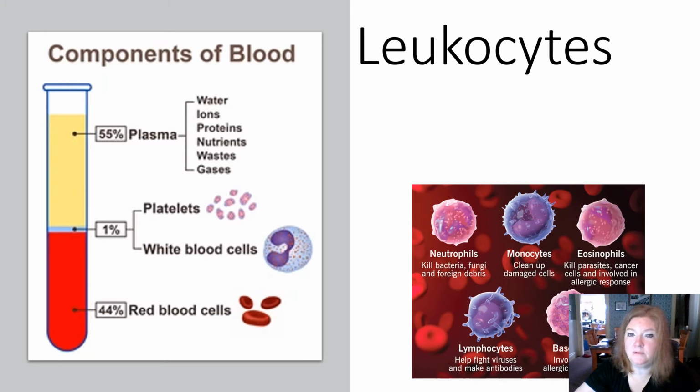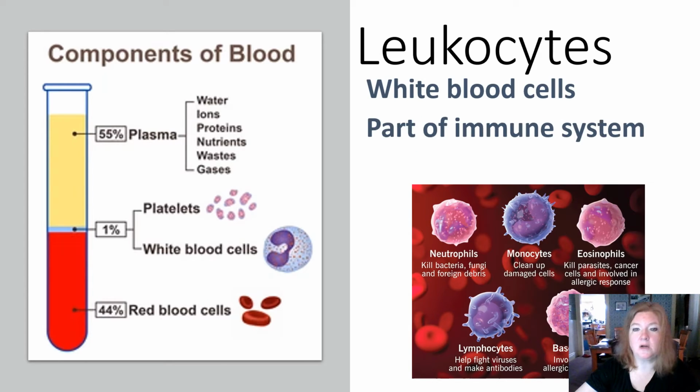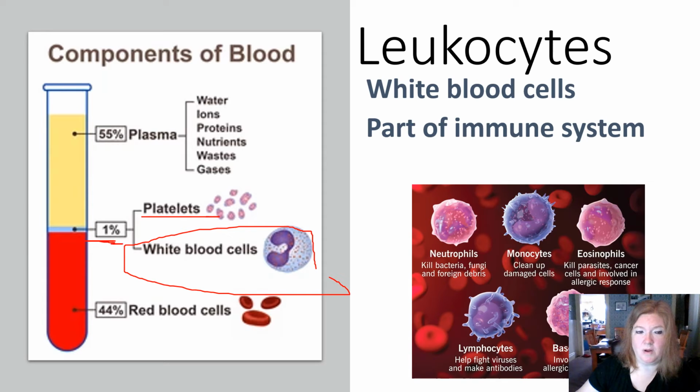And then we have leukocytes. Leukocytes are white blood cells. They're part of the immune system. You can see right here, white blood cells and platelets are 1%. So leukocytes are literally less than 1% of your blood on any given day. If your white blood cells are elevated, you might be fighting an infection.